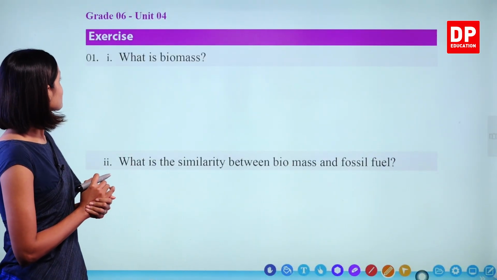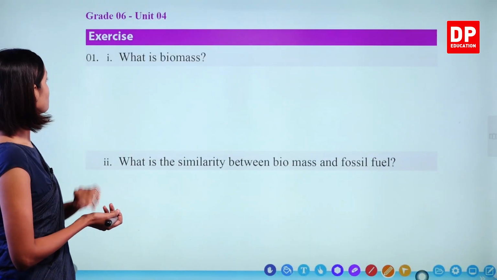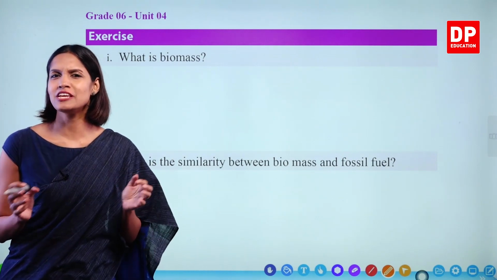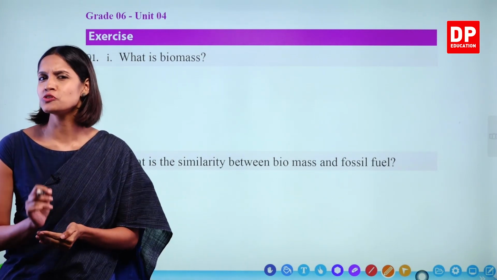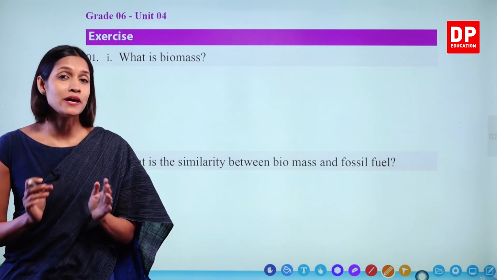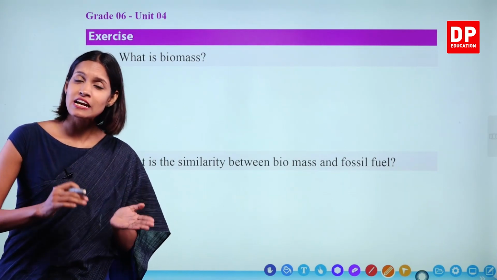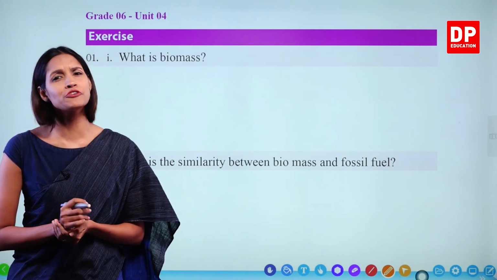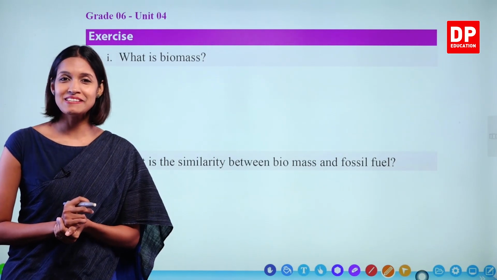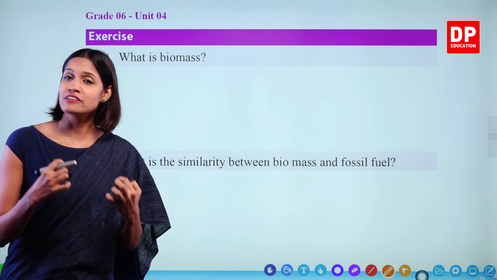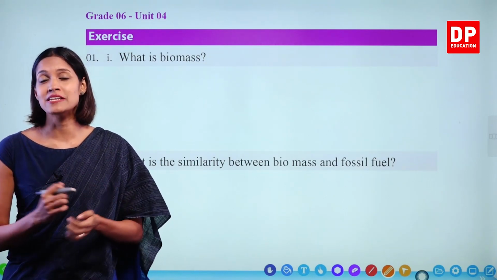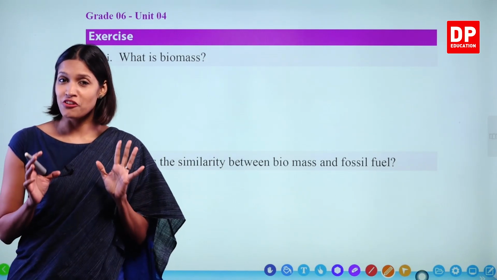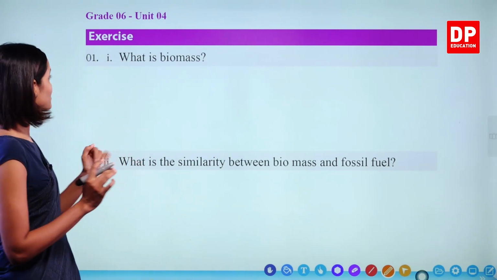We will read this. Question number 1, part 1. What is biomass? What is the meaning of biomass, children? Do you know what biomass is? Biomass is any kind of plant or animal matter that can be used as a fuel. Understand, children? So by burning these different types of plant and animal matter, we can obtain energy. So what is the meaning of biomass? We'll write now.